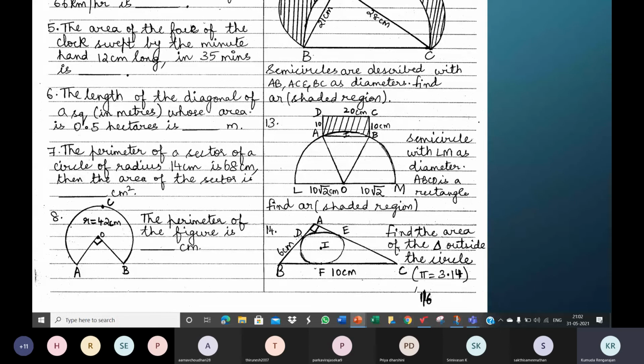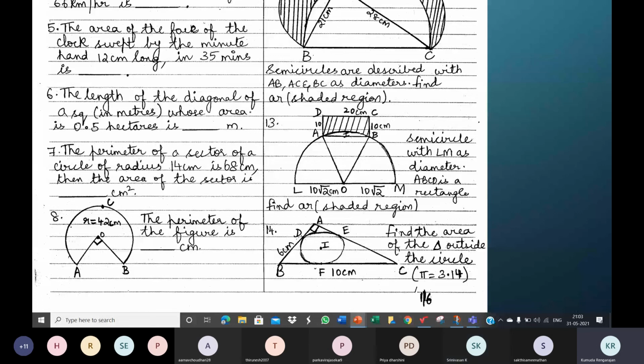Found the radius? Yes, ma'am. 2 centimeters. Can you read your steps? Area of triangle is equal to area of 3 smaller triangles. Area of triangle is equal to half into 6 into 8, ma'am. Very good. You should find 8.